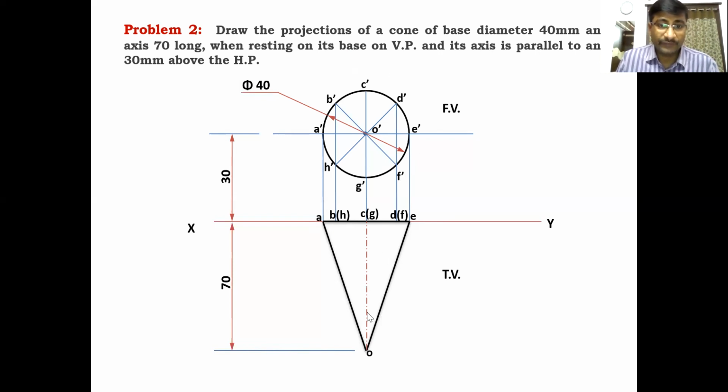Whenever the axis is perpendicular to the HP, this is the front view and this is the top. Axis is perpendicular to VP when we draw first front view and then top. Clear? This is the second problem. I hope you understand this problem. This is a cone looking like a circle in the front view, and a triangle in the top view.